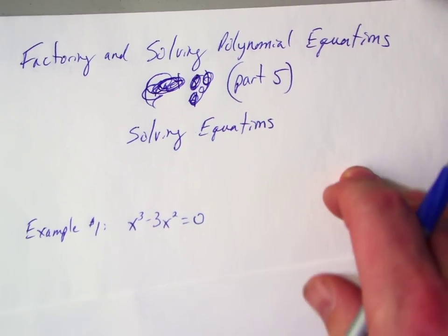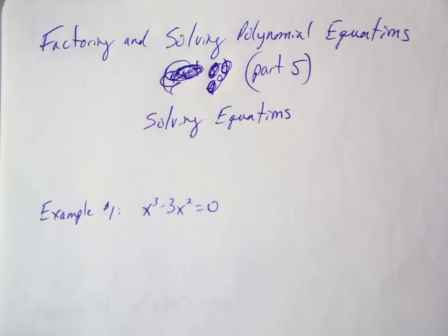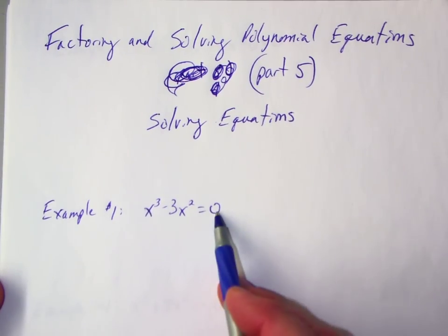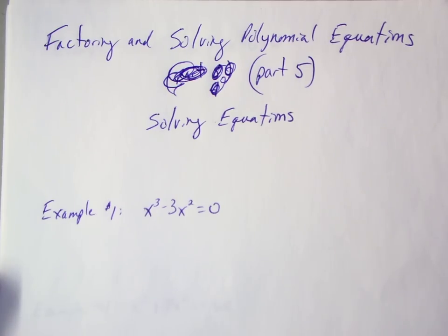We have x cubed minus 3x squared equals 0. There's an equal, so that means I have to solve now. All right, it's already equal to 0, so I don't have to worry about adding anything across the equals. I can go ahead and start factoring.